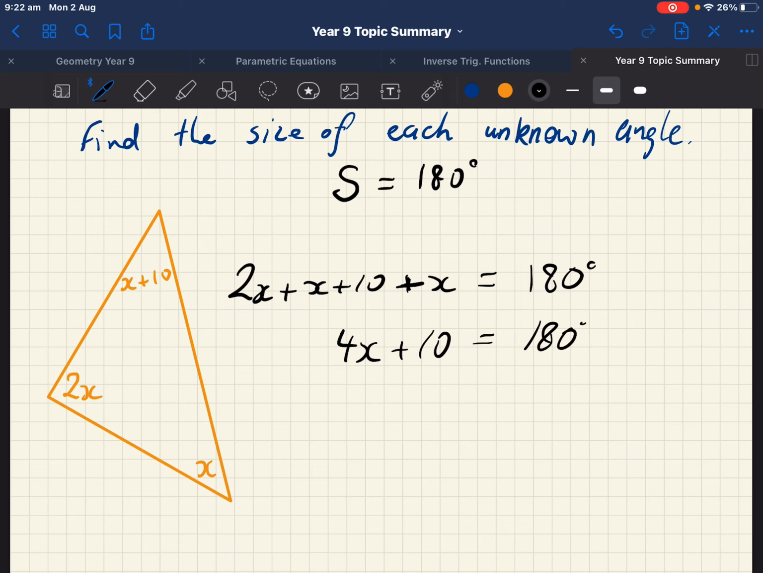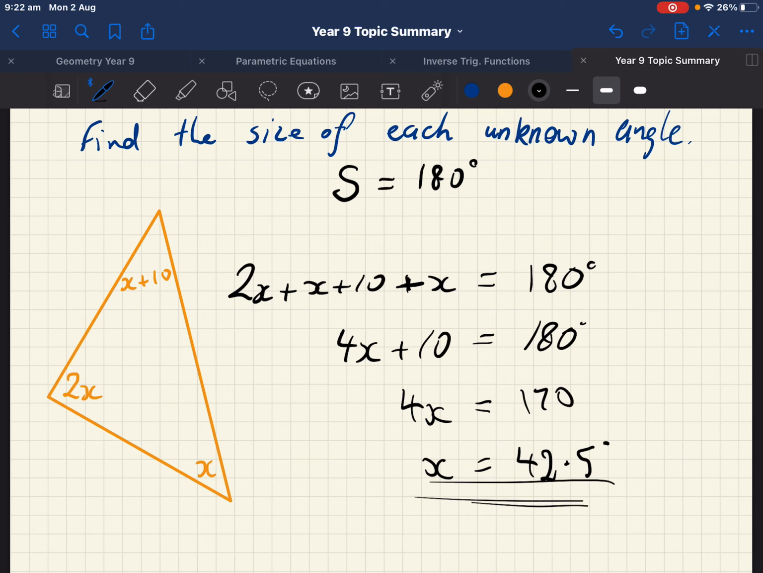I've used my collecting like terms skill to simplify our equation. And now I'm going to go ahead and solve. I'm going to get rid of that positive 10 by minusing 10, and get rid of this times by 4 by dividing by 4. Which is going to be, what's that, 42.5 degrees. Okay, so we've found the value of x, which is our first angle. So that's 42.5 degrees right there.